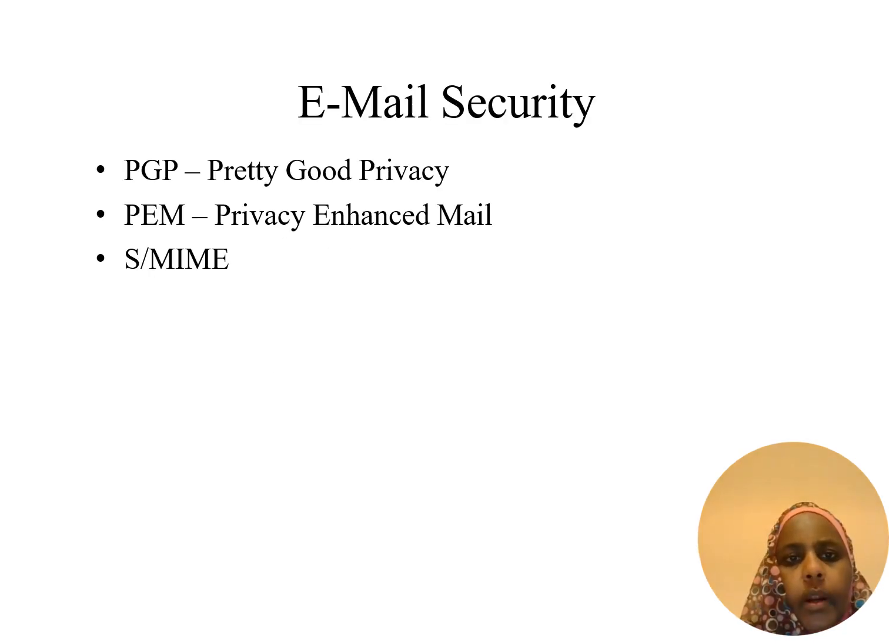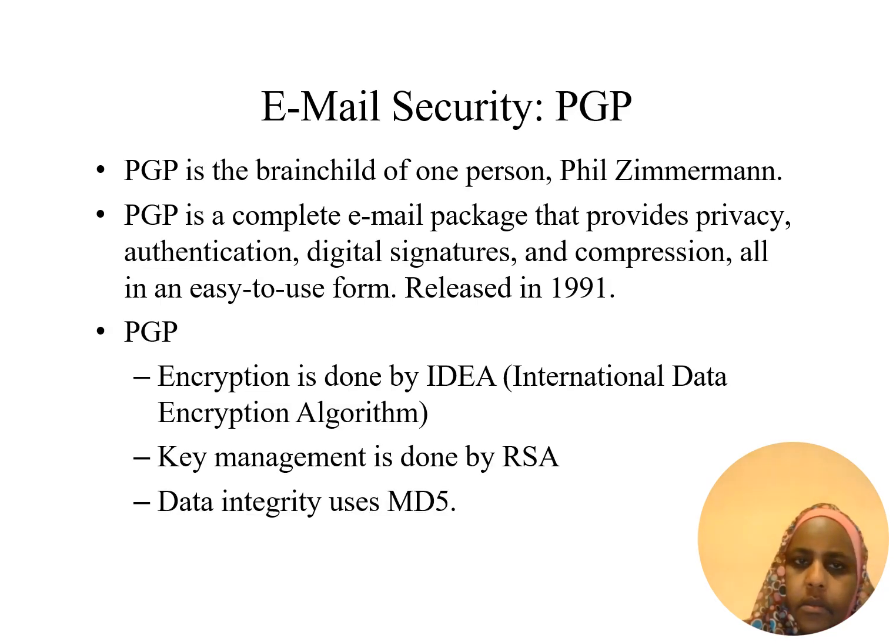In the following part of our lecture, we'll discuss application security, starting with email security. The first attempt to secure emails was Pretty Good Privacy by Philip Zimmermann. Pretty Good Privacy is a complete package that provides privacy, authentication, digital signature, and compression, all in an easy-to-use form. Released in 1991, the encryption is done by the International Data Encryption Algorithm, the key management is done by RSA, and the data integrity uses MD5.